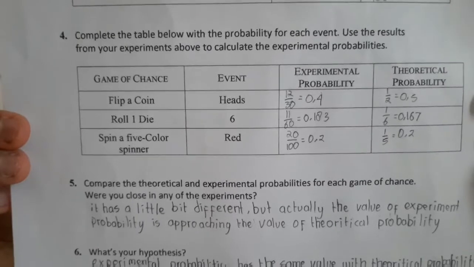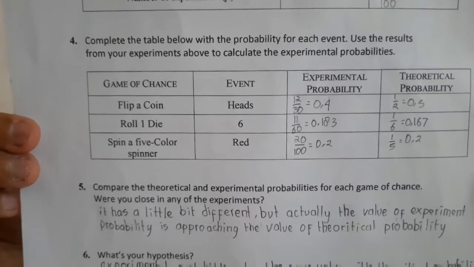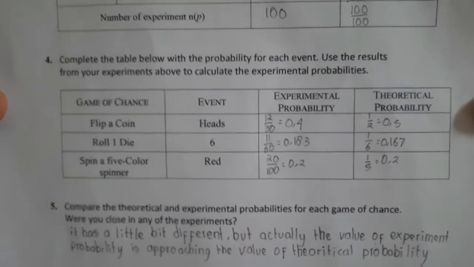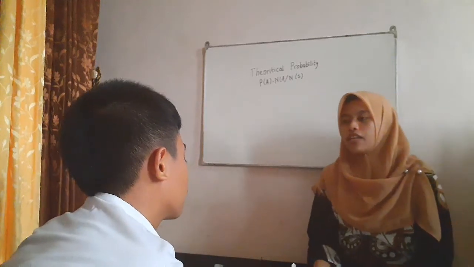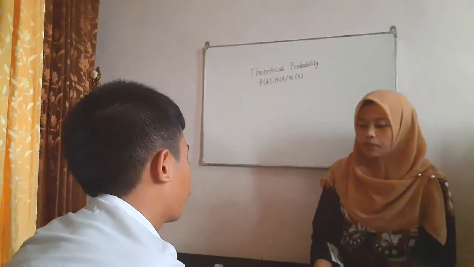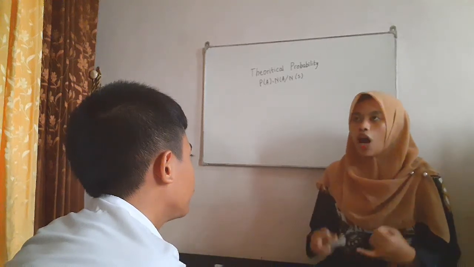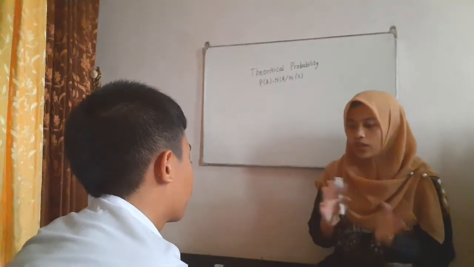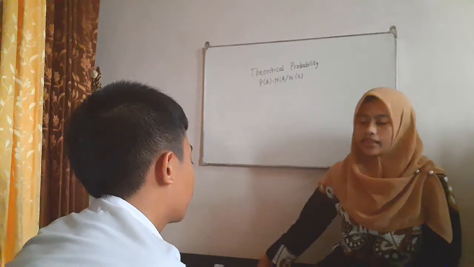So it's not just about being different, but it can be equal too. Do you understand what I mean, Sandy? Yes, Mom. Okay, good. So we have learned about theoretical probability and also experimental probability. We know how to calculate them and we know the relationship between the theoretical and the experimental probability.